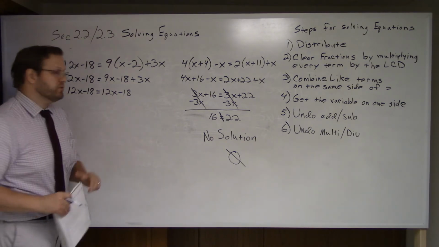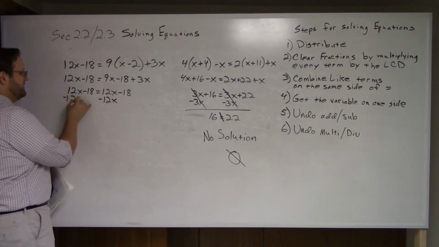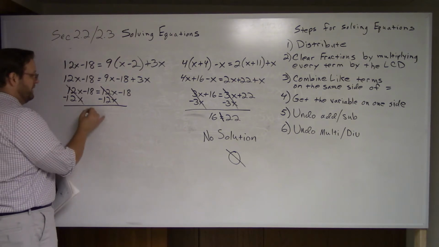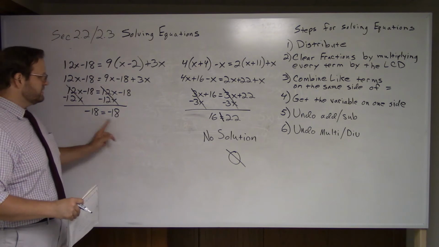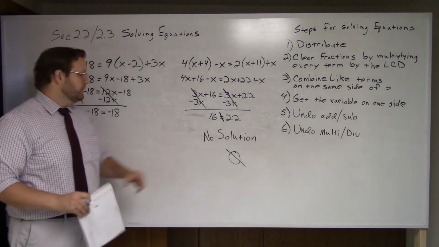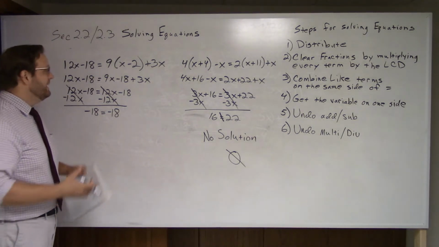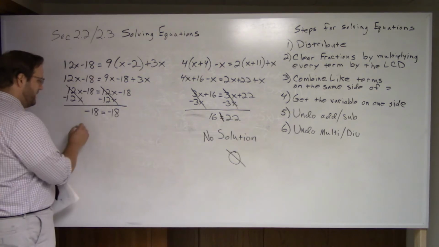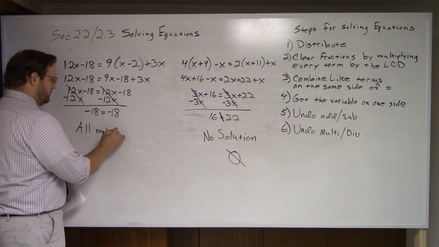I would take one extra step and get that variable on one side, but just like the last one, when we do that, they're just gone. And we're left with this. Now, what's the difference between this and this? This was not true. No solution. Here, it is true. No matter what we plug in, this is going to balance. This equation will work. So what we have is all real numbers.